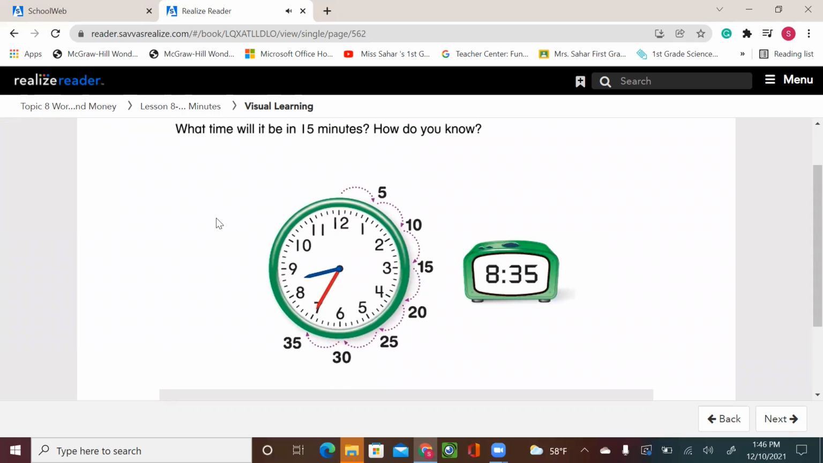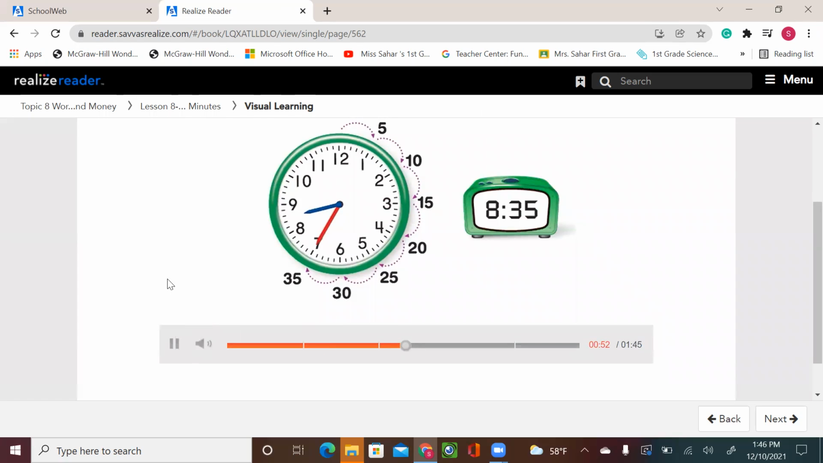What time will it be in 15 minutes? How do you know? All right, in 15 minutes, that means I need to add 3 jumps. So from 35, one more 5 would be 40, one more 5 would be 45, and one more 5 would be 50. It will be 50 minutes after 8. When you count on 15 from 35 minutes after 8, you get to 50 minutes after 8.